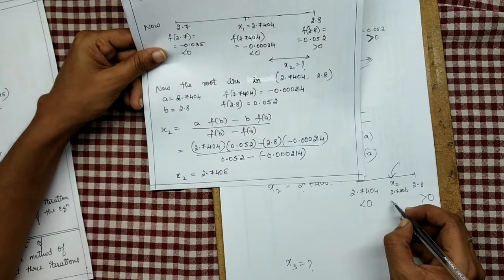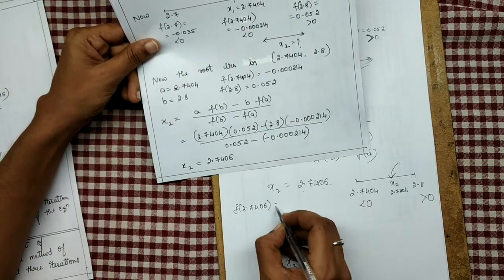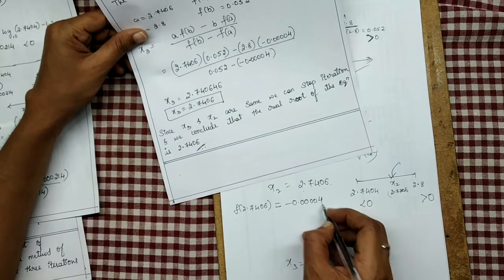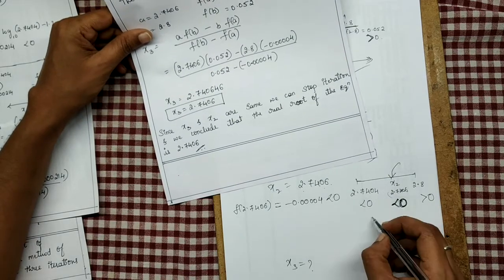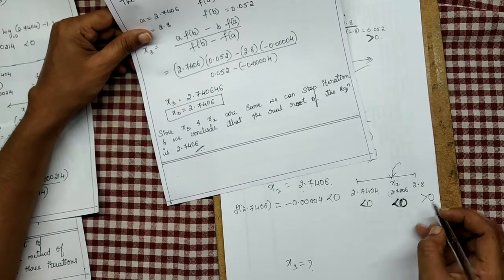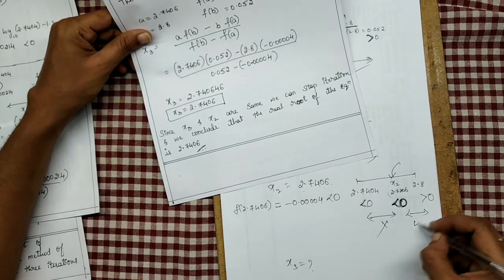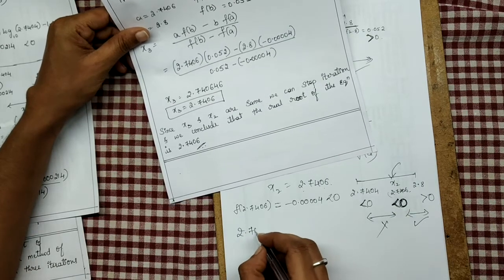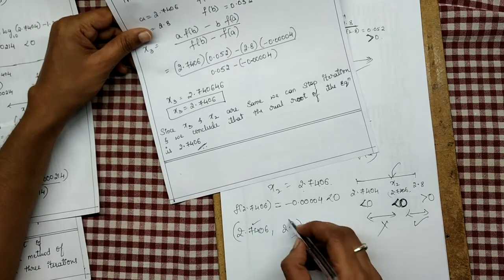f of 2.7406 is minus 0.00004. Again, since it is negative, it is less than 0. Even this is less than 0 and that is also less than 0. Can you expect a real root here? No, you cannot expect a real root here, but you can expect a real root in the interval 2.7406 to 2.8. Now take the value of a as 2.7406 and the value of b as 2.8.